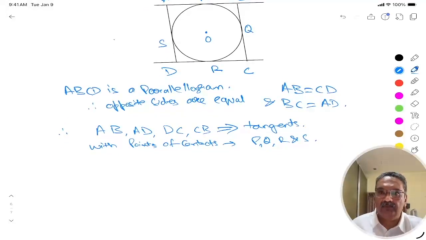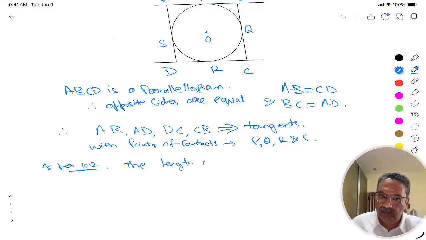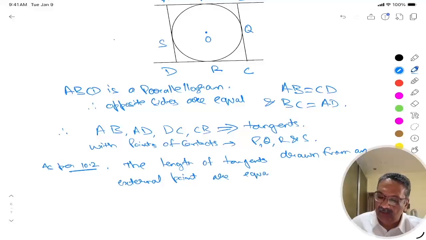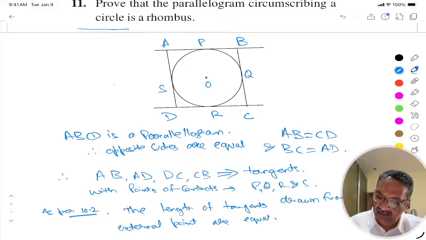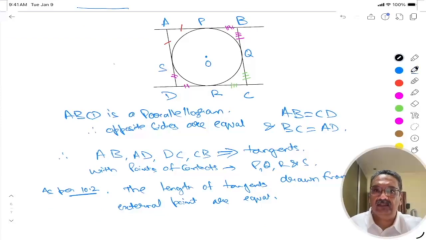Now theorem 10.2, what does it say? As per theorem 10.2, the length of tangents drawn from an external point are equal. What does this mean? This means AS is equal to AP, SD will be equal to DR, CR will be equal to CQ, and BP will be equal to BQ. Now utilizing this, we will solve this.